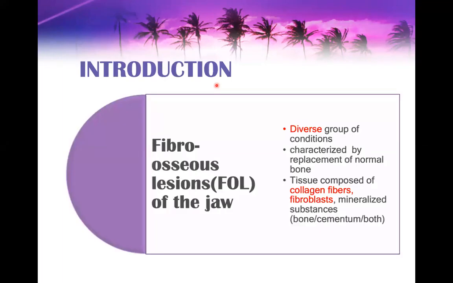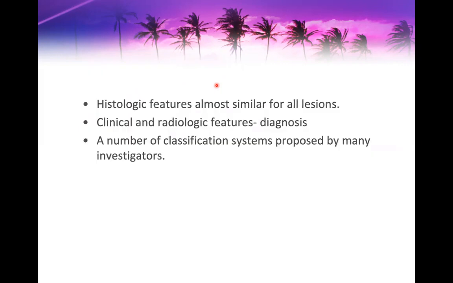Fibro-osseous lesions of the jaw are a diverse group of conditions characterized by the replacement of normal bone by fibrous tissue, and later amorphous bone is deposited within this fibrous tissue. Histologic features are almost similar for all the lesions. So the correct diagnosis will depend on the clinical and radiological features.